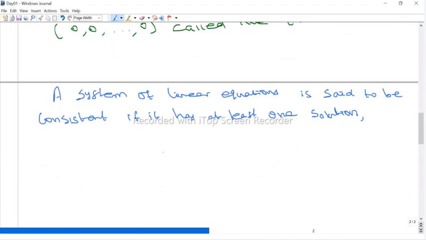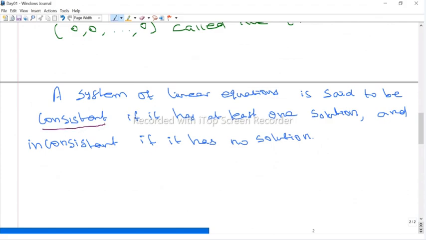We call a system inconsistent if it has no solution. That is very important. When we say a system is consistent, the system has at least one solution. If the system does not have any solution, then we say the system is inconsistent. That is a very important thing.